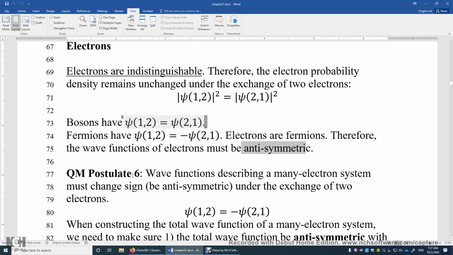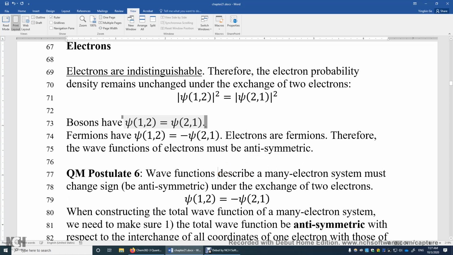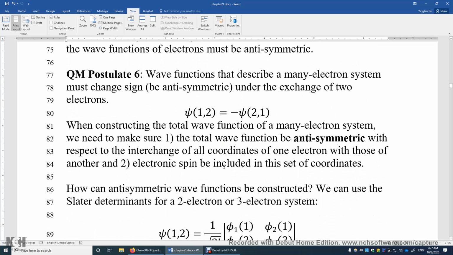And this is quantum mechanical postulate 6. Wave functions that describe a many electron system must change sign under the exchange of two electrons. And again, psi 1, 2 is equal to negative psi 2, 1. Now, when we construct a total wave function for a many electron system, we need to make sure the total wave function of all these electrons must be antisymmetric with respect to the exchange of all coordinates of one electron with those of another. And 2, we need to include the electron spin in the set of coordinates. So it's not just x, y, z of the electron, but also the spin coordinate of the electron.